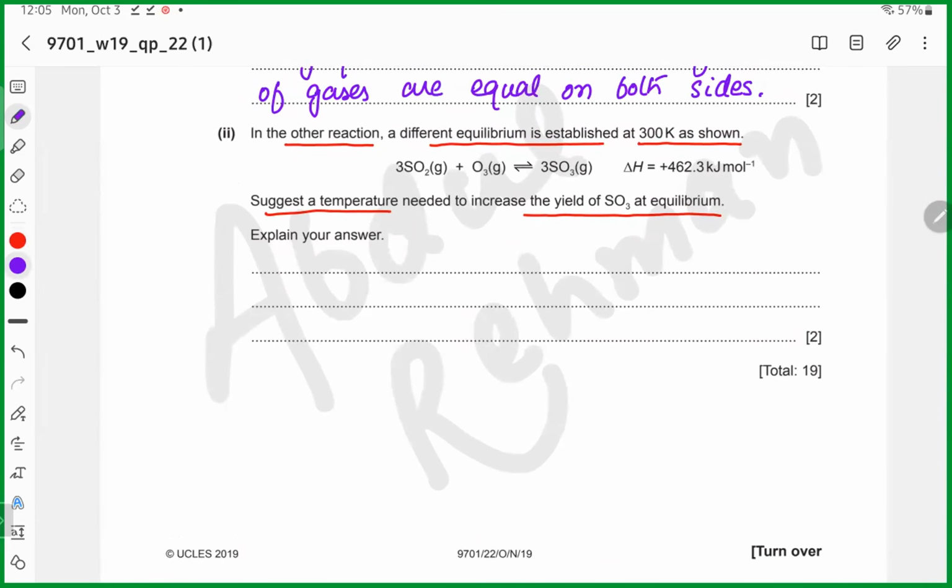Because increasing the temperature will shift the equilibrium towards the endothermic side, and here the forward reaction is endothermic. Okay, very good. The forward reaction is endothermic. When we increase the temperature, equilibrium shifts to the endothermic side only. So we can say that the forward reaction is endothermic.